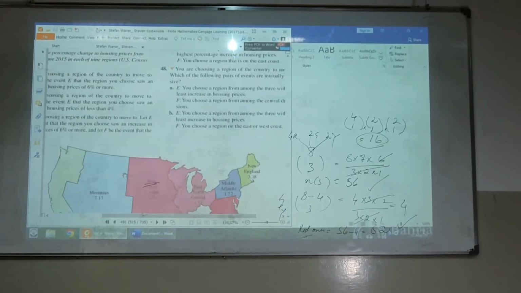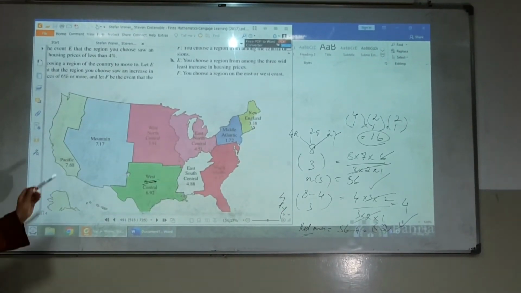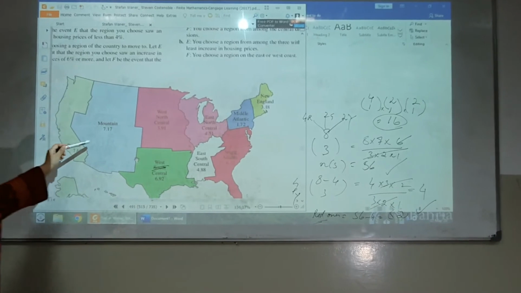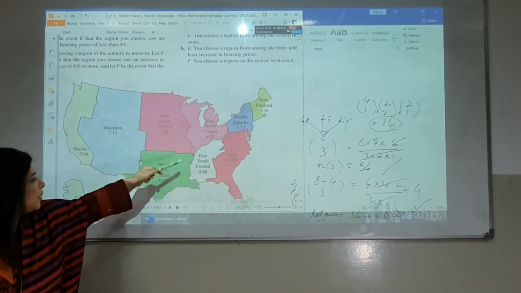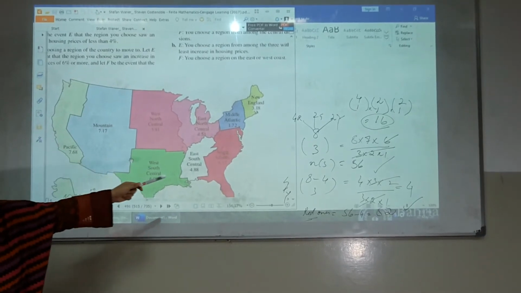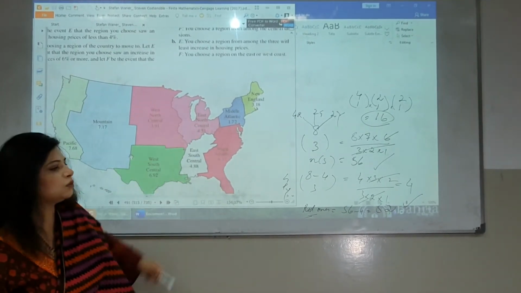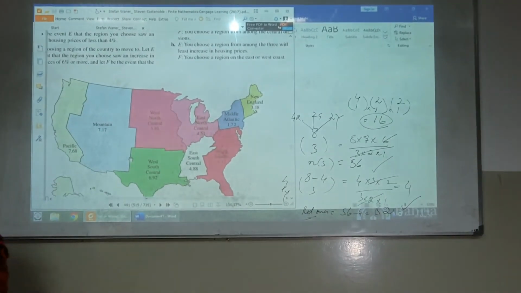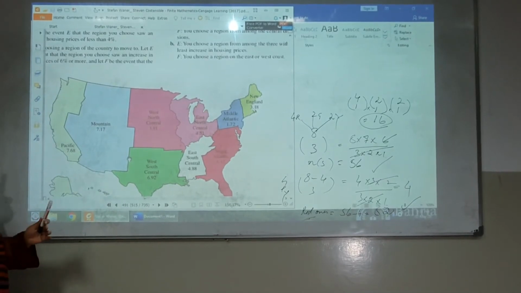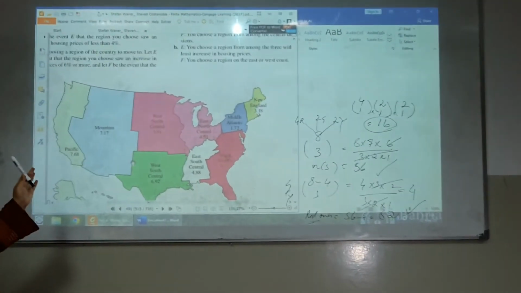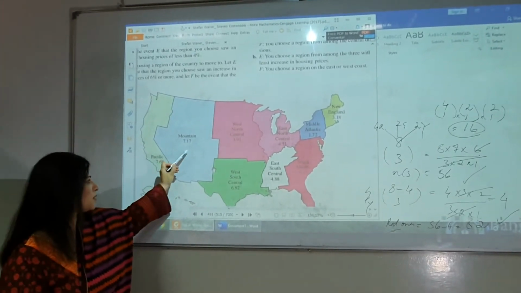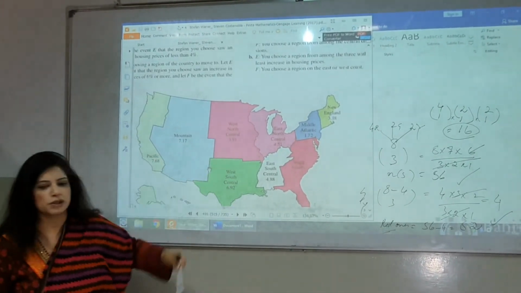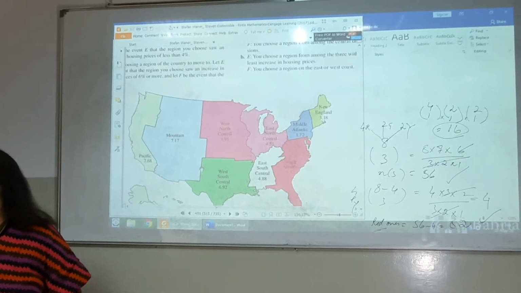I hope you can see this clearly. This is Pacific, Mountain, West North Central, West South Central. Then we have East South Central, East North Central, South Atlantic, Middle Atlantic, and New England. So if I have the map with me, then I can see the percentages that are given, and I can draw conclusions as per the requirement of the question.